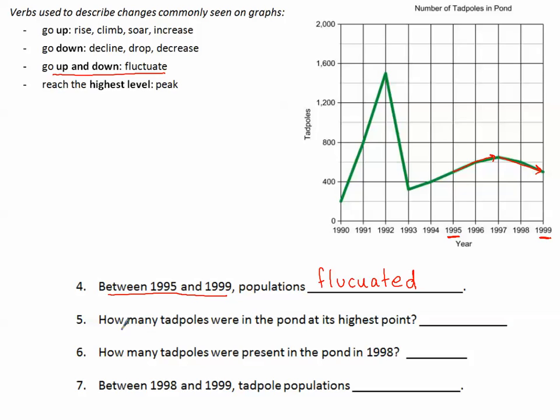How many tadpoles were in the pond at its highest point? So again, its highest point is right here. How many tadpoles is that? If this is 1,200 and this is 1,600, right in between would be 1,400, but it's right in between 1,400 and 1,600, so that's 1,500.